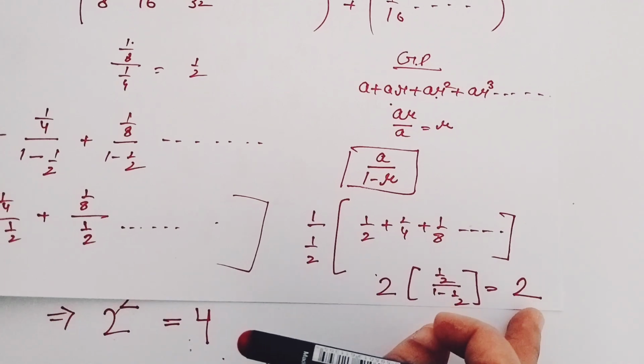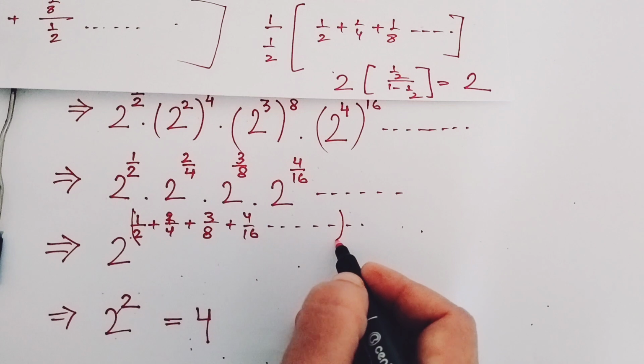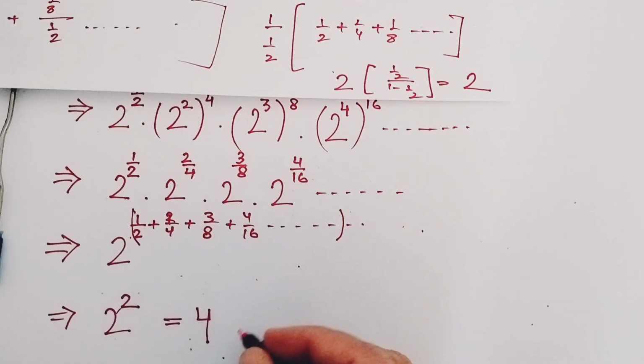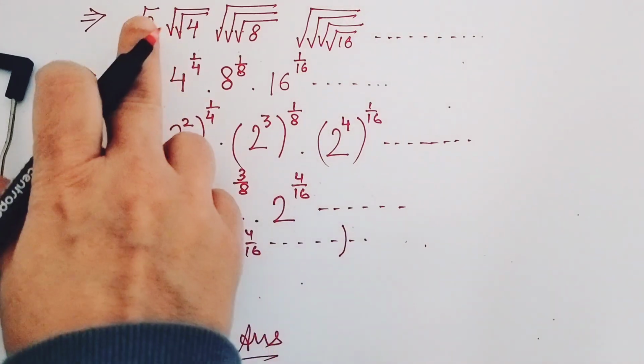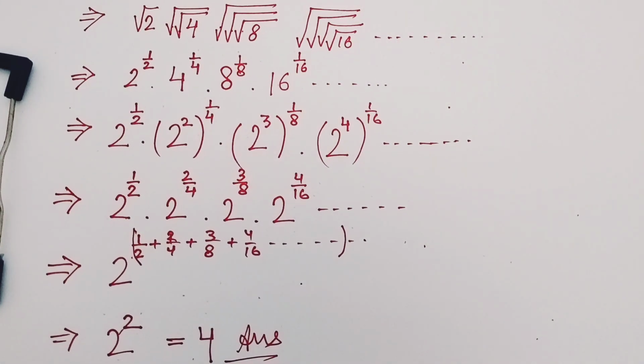So we got the answer of this sum, and this is 2. So 2 raised to power 2 is 4. So 4 is the answer of this question. Which question? This question. So it is very easy. If you do practice, you can just solve it in seconds.